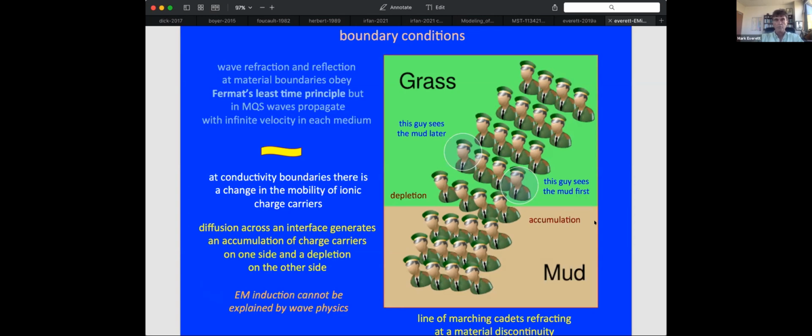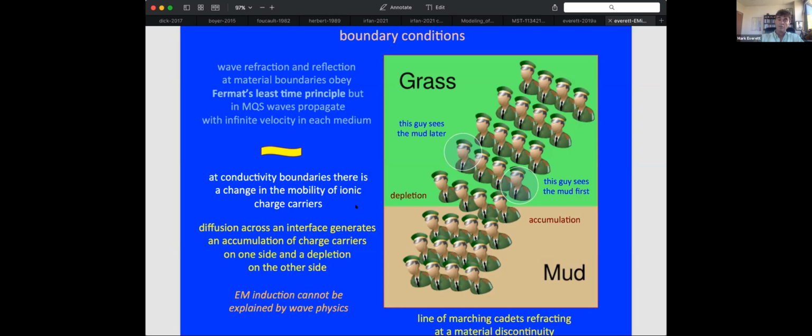Here's an example. Here we have a line of cadets marching in the grass fairly quickly. And they approach a different medium, which is slower: mud. So they get slowed down in the mud. Notice that this guy sees the mud first, so he slows down earlier than this fellow who's still walking through the fast grass, sees it later, and then eventually slows down. But the bottom line is that they will refract into the medium, and you will find an accumulation of cadets in the mud and a relative depletion of cadets in the grass. You see there's less density, more density.